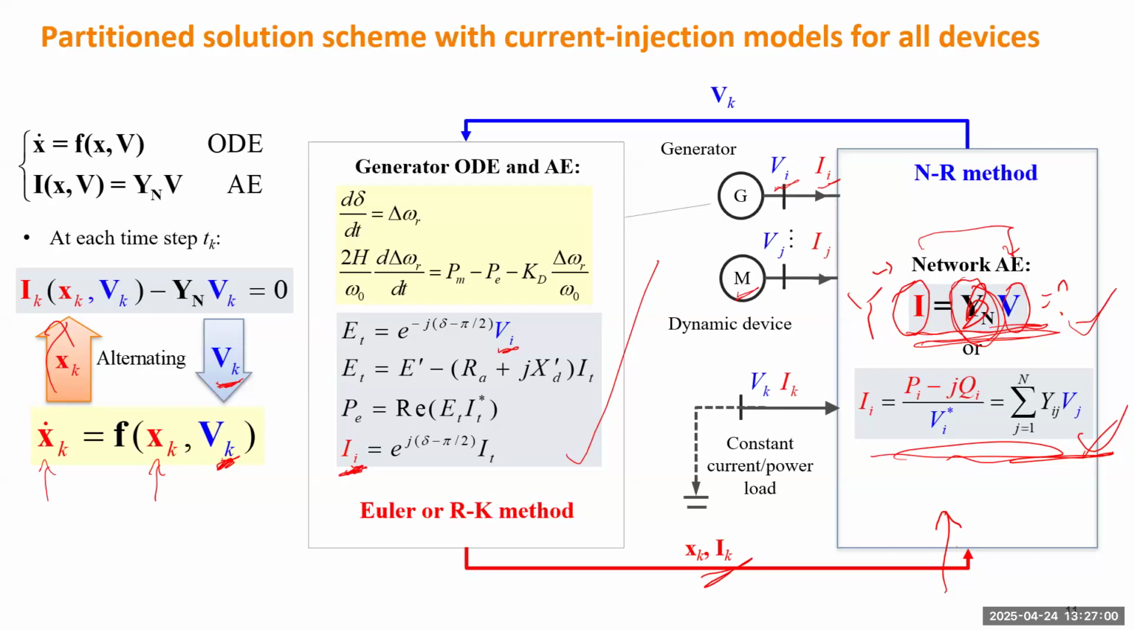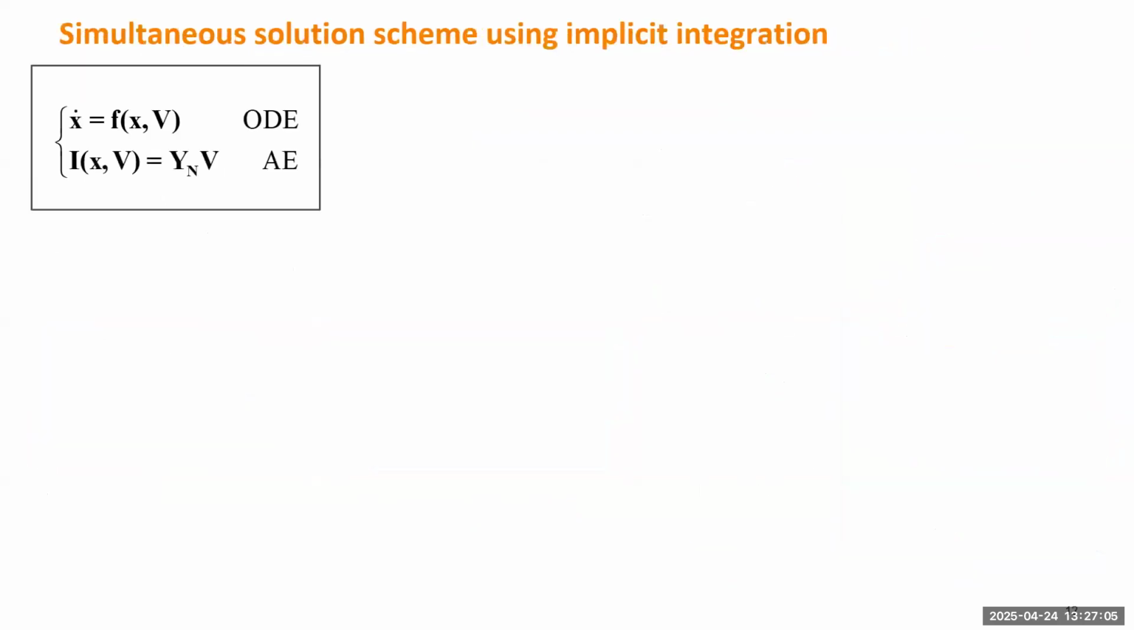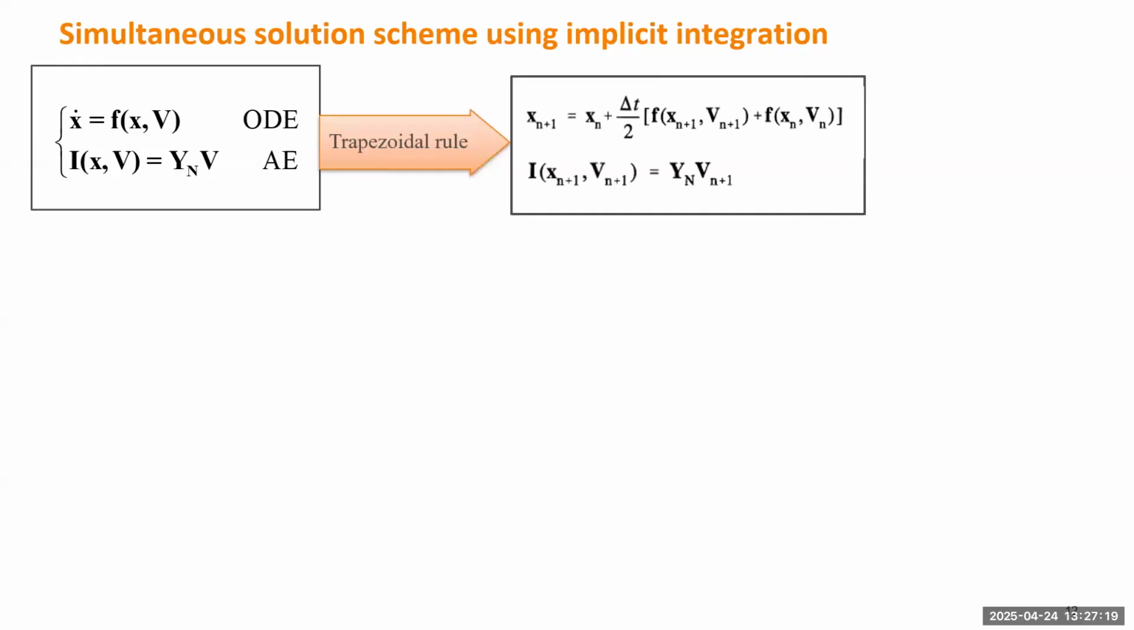So that's how they simulate the system. A next strategy is to solve the whole set of equations at the same time. We need to translate the ODE into some algebra equation. We can use the trapezoidal rule method.